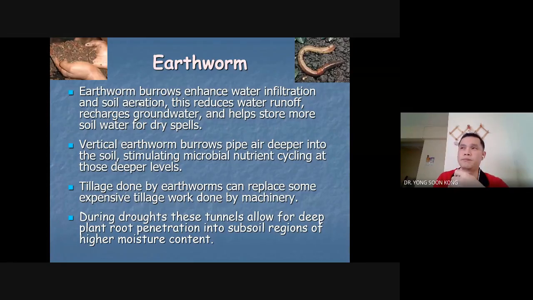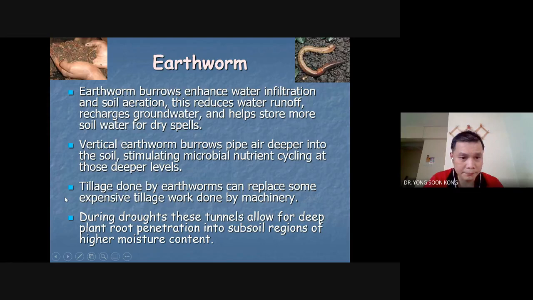And then the other one, if the soil can absorb water from the runoff, they actually can minimize the risk of flooding. They can minimize the risk of erosion. So earthworms indirectly can help that.